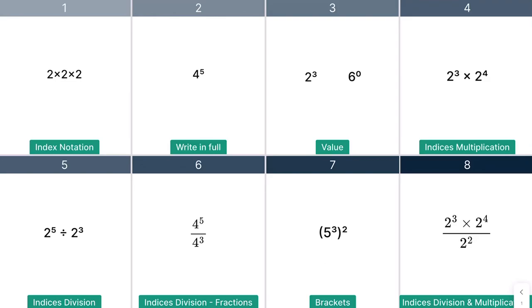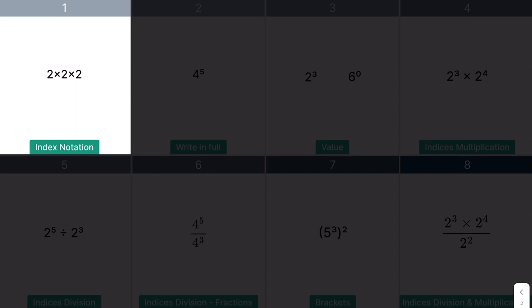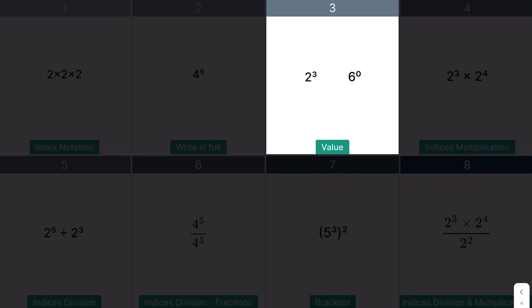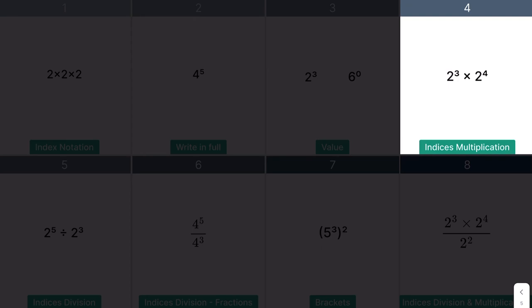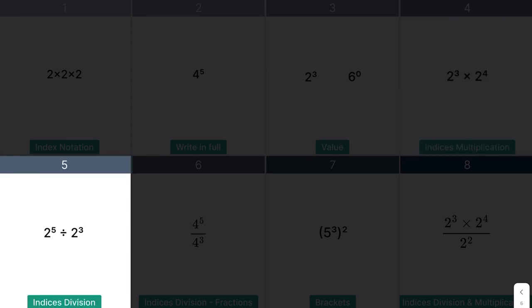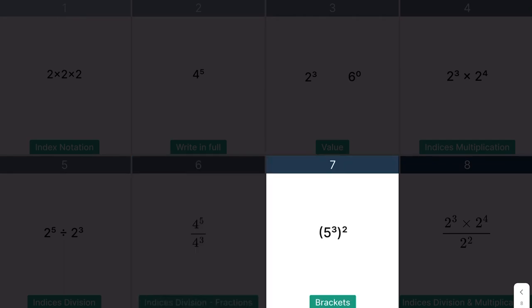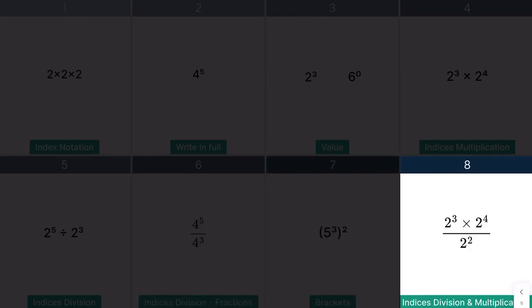Index notation is what we're going to look at in this video. It's split into 8 parts. So we're going to start off by looking at how you write something like this in index notation, and then how you work backwards and write that in full. How do you find the value of something like this and the power of 0? How do you multiply indices together? How do you divide indices together? Looking at indices written as fractions, and then indices with brackets like this, and then finally coming on to some harder stuff with a fraction that has both multiplication and division.